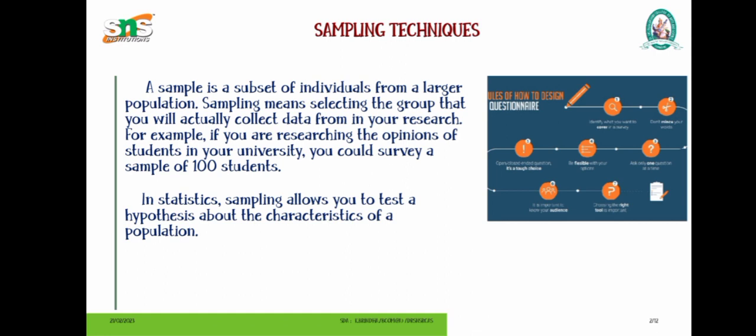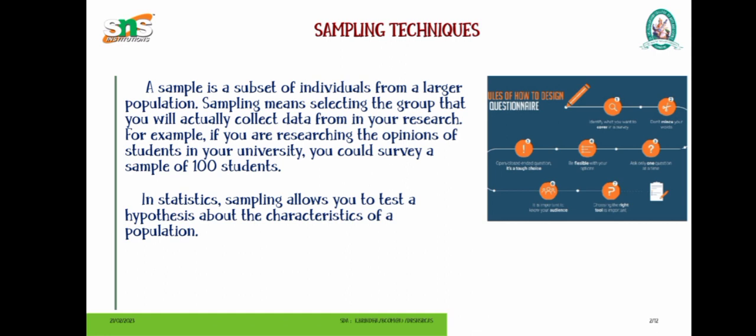Today's topic is about sampling techniques. When you conduct research about a group of people, it's rarely possible to collect data from every person in that group. Instead, you select a sample. The sample is a group of individuals who will actually participate in the research. To draw valid conclusions from your results, you have to carefully decide how you will select a sample that is representative of the group as a whole. This is called a sampling method.